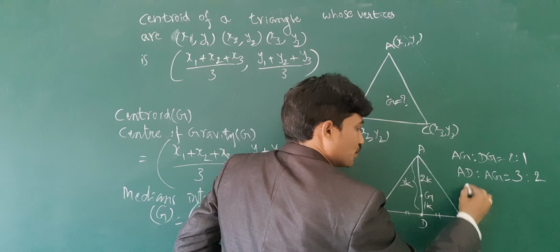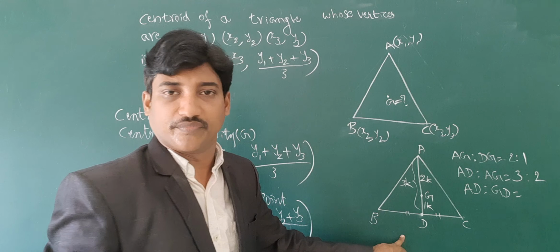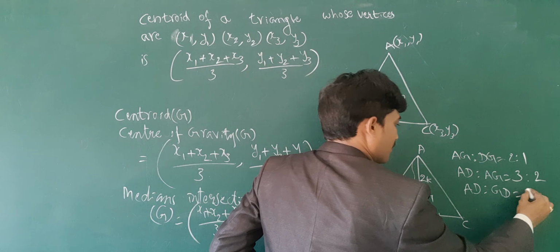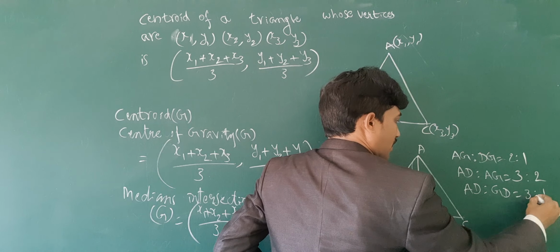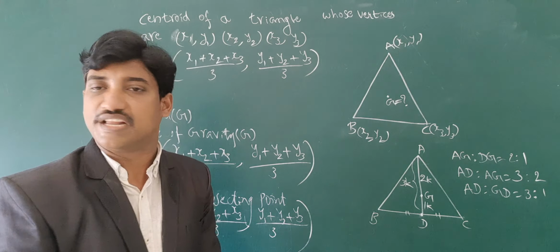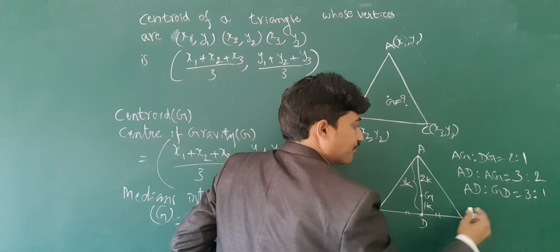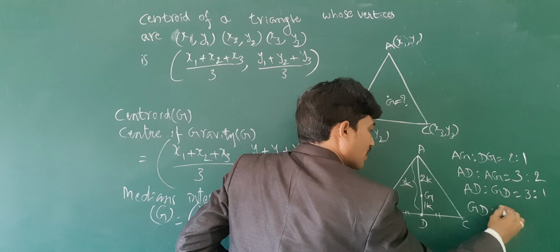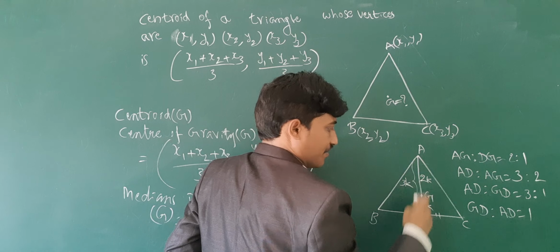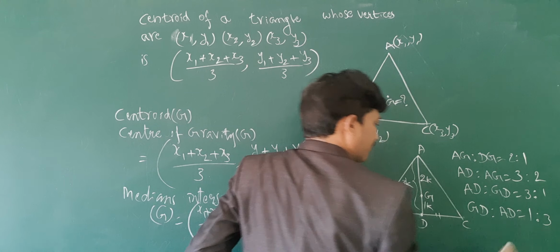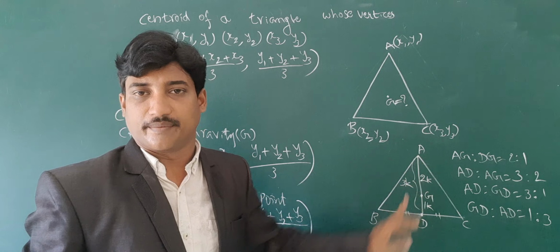Next, AD is to ZD. AD is 3k units and ZD is 1k units. That is 3 is to 1. AD is to ZD is 3 is to 1. Next, ZD is to AD. ZD is 1k unit and AD is 3 units. 1 is to 3. ZD is to AD is 1 is to 3.